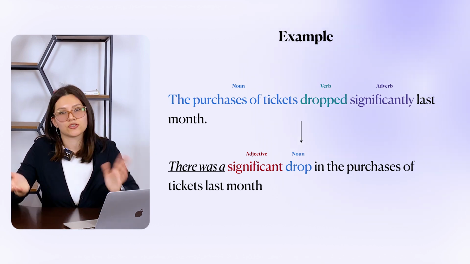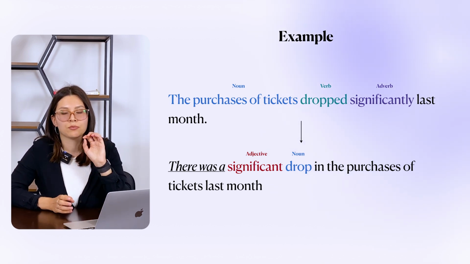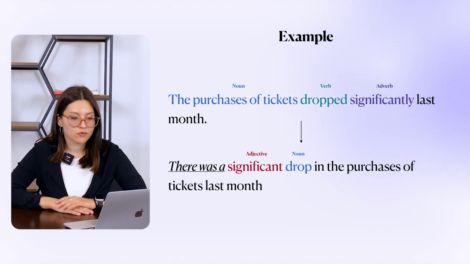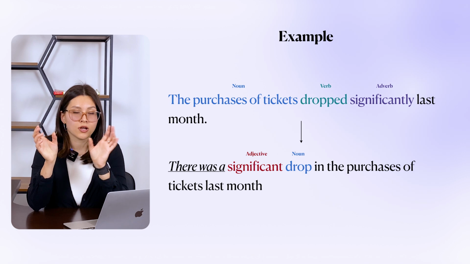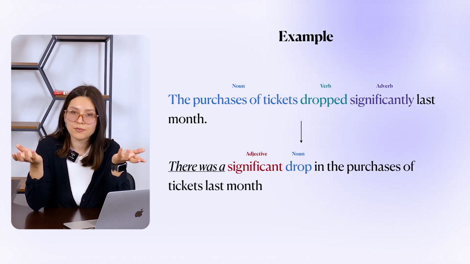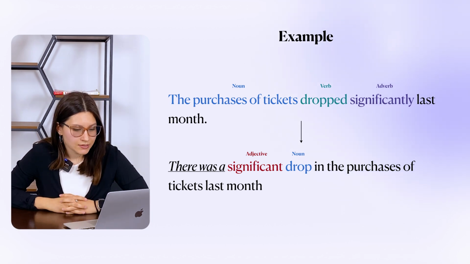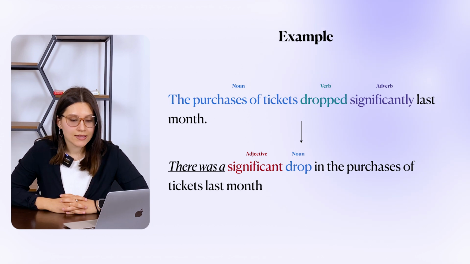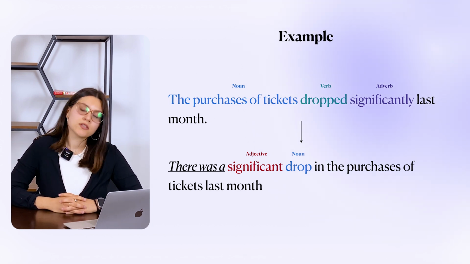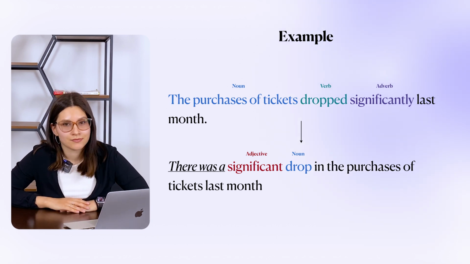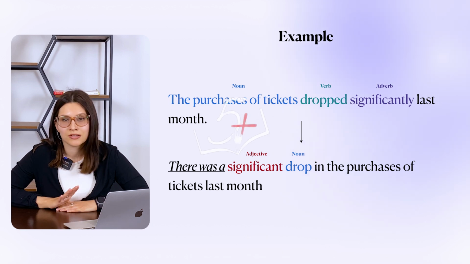Last month is just for you to make sure that you're using a proper tense, which is past simple, as you have last month. Let's change it. So now we have to use there was or there were, depending on the quantity, right? In this case, you are going to change it into there was a significant drop in the purchases of tickets last month. I think it's as simple as that. And you will be able to get it done in just 5 minutes.